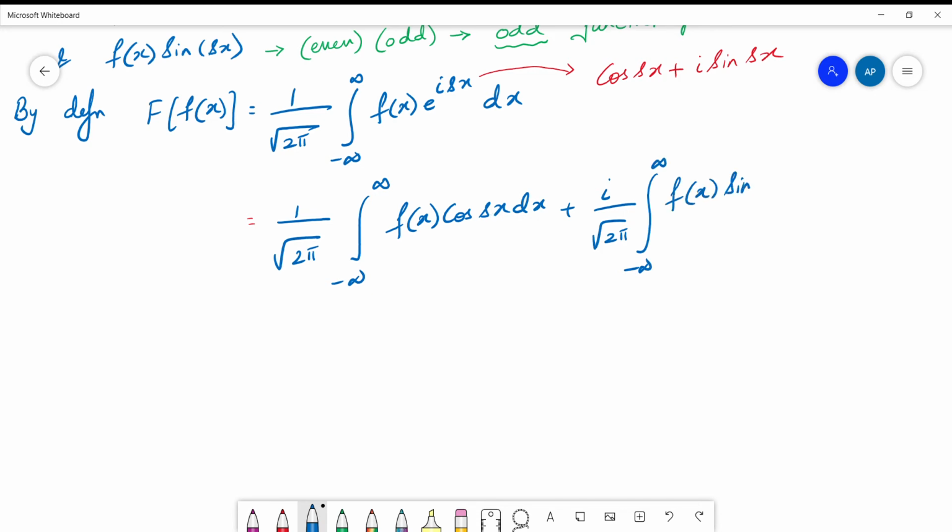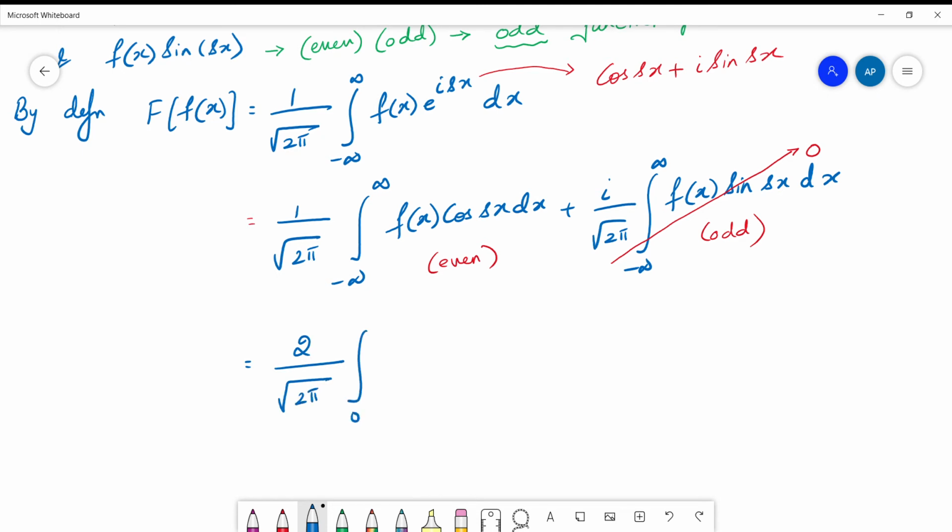As we have just now done above, we have proved that f of x sin sx is an odd function and this is an even function. So the odd integral, we are going to cancel it and make it 0. Proceeding with the even integral, first of all, let me rewrite it as 2 times integral 0 to infinity f of x cos sx dx. And now the time has come to substitute for f of x and the limits of x.